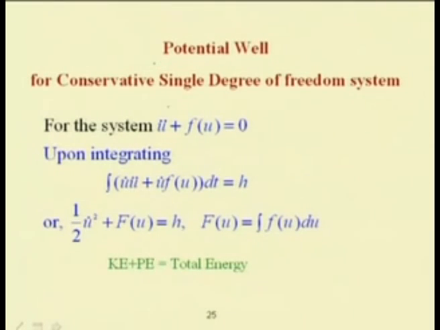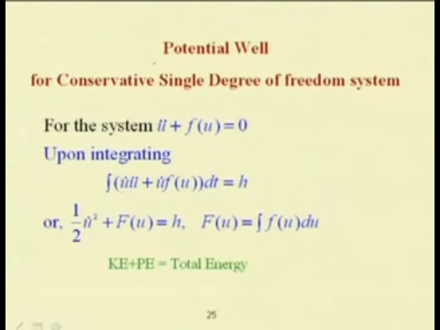In this conservative system, I can write the equation of motion of the system as u double dot plus f(u) equal to 0. If you integrate this equation, let me multiply u dot to this equation. So, u dot times u double dot plus u dot f(u) integrated with respect to t equals the integration of 0. So, this will become a constant.